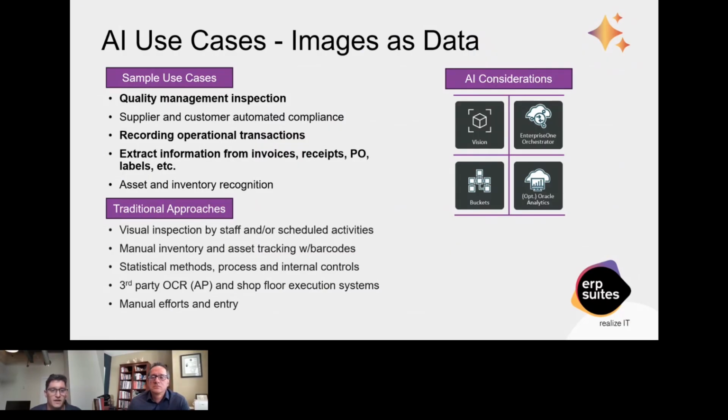And then we have supplier and customer automated compliance as well as another one. Recording operational transactions, so expense reports, financial documents. I mentioned a few of these before. Quotes. Really anything you can think of that is operational transactions is where we like to start with the document understanding piece. And I mentioned invoices, receipts, PO labels, asset inventory recognition.